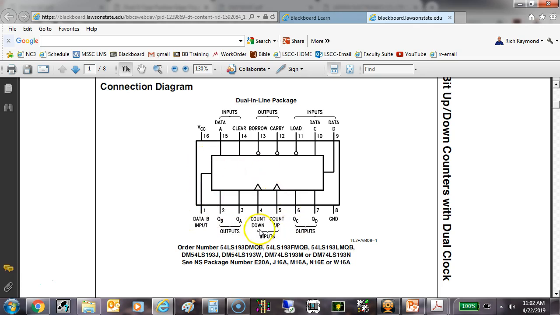Here's my clock input. So we'd pulse this one, and we'd leave this one high. We would pulse this one if we wanted to count up. We would pulse this one if we wanted to count down. I've seen these used a lot. And a 7492 is the same animal, but it's a BCD count. What's that? Counts from 0 to 9.